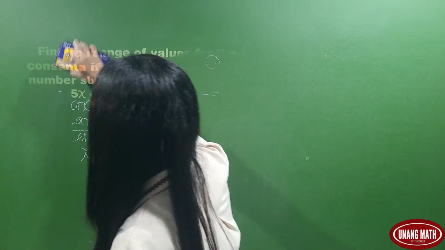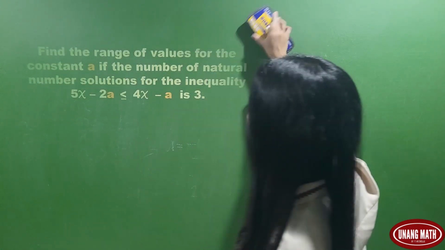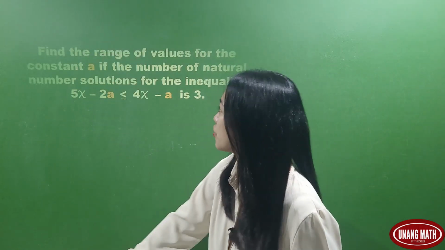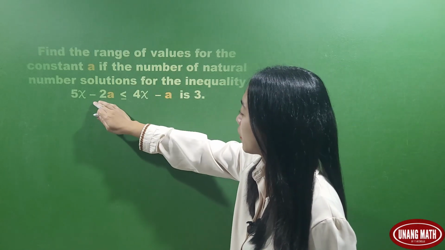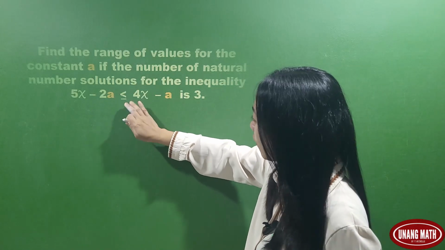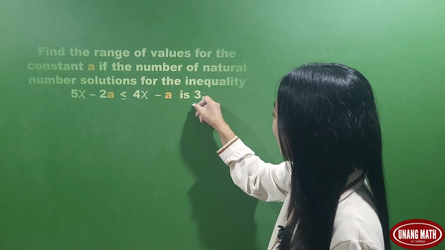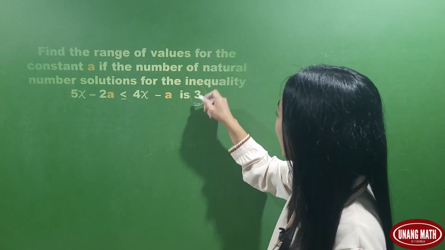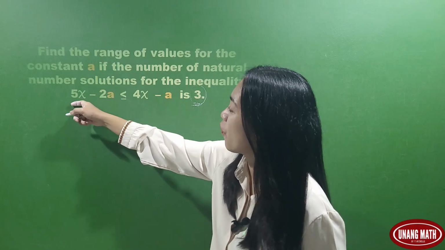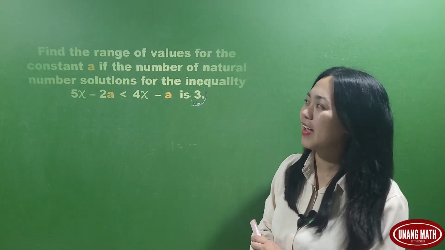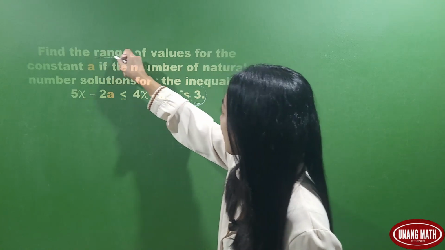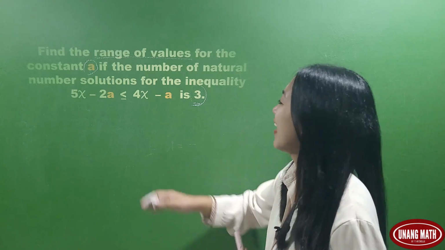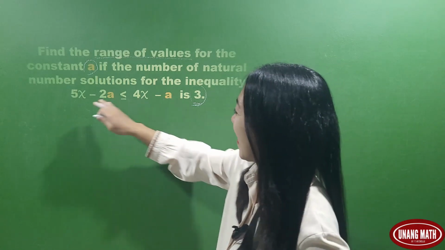Okay, how about the second problem? Find the range of values for the constant a if the number of natural number solutions for the inequality 5x minus 2a is less than or equal to 4x minus a is 3. So according to this problem, there are 3 natural number solutions for this inequality. So our aim is to find the range of values for the constant a. Okay, let's solve this inequality then.